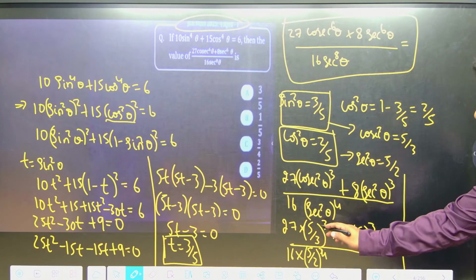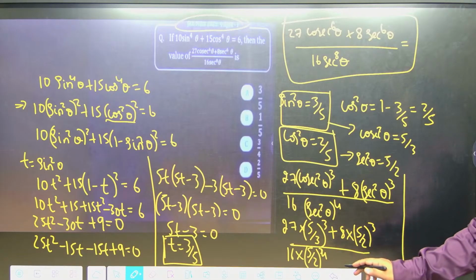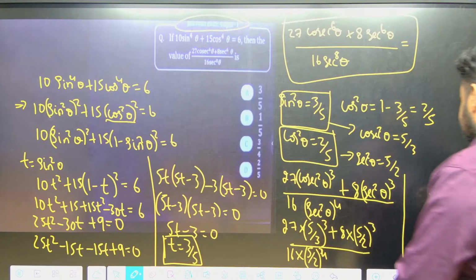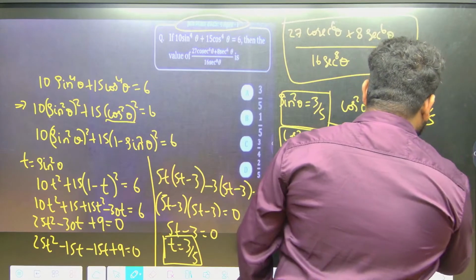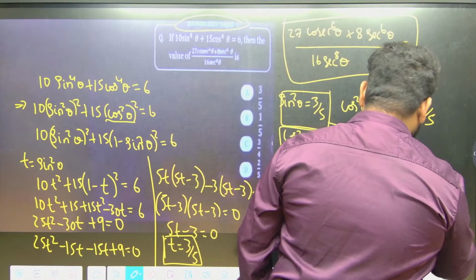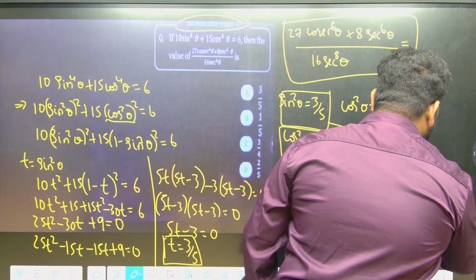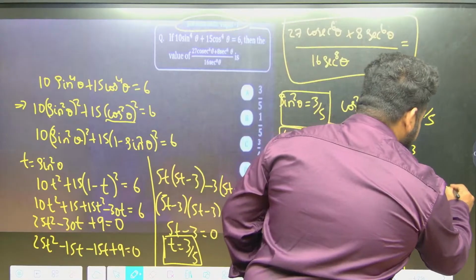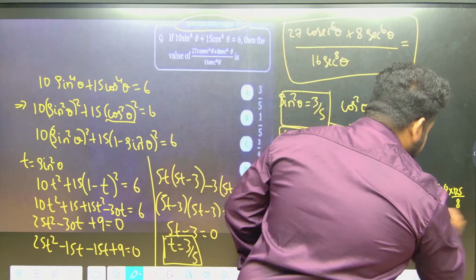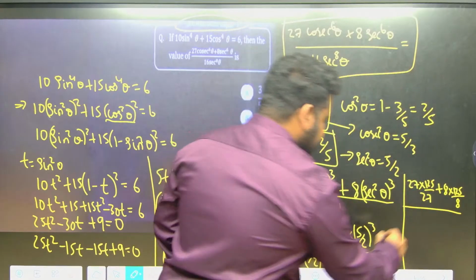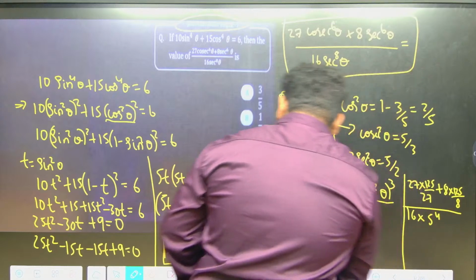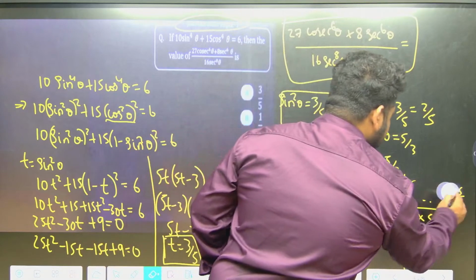So 27 into 5 cube by 3 cube. 5 cube is what, friends? 125. 3 cube is what? 3 cube is 27. Let us write down here. So this will be 27 into 125 by 27 plus 8 into 5 cube is 125 divided by 2 cube is 8 divided by 16 into 5 power 4. Just write 5 power 4. Here also you can further simplify, no need to do further here.